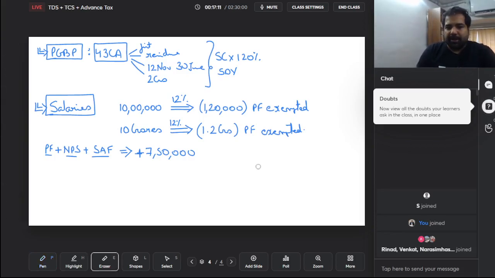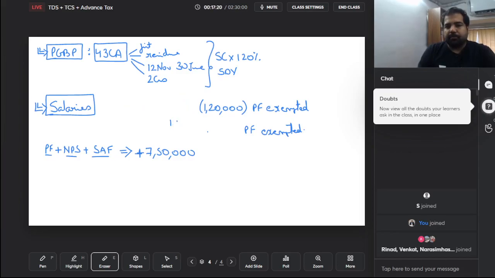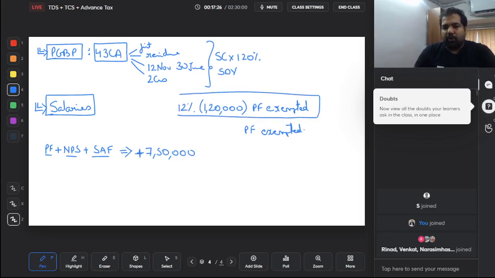So let's take an example, not 1.2 crores. Let's take an example that my PF contribution 12% is 1,20,000. Will there be a problem in 1,20,000? No, because it is within 7.5 lakhs. Up to 7.5 lakhs, no problem. But let's say your 12% works out to be 77,50,000. Then in that case, is there a problem? Yes, it is more than 7,50,000.